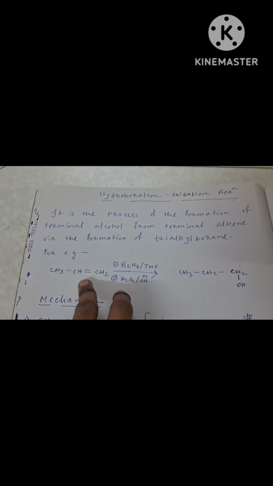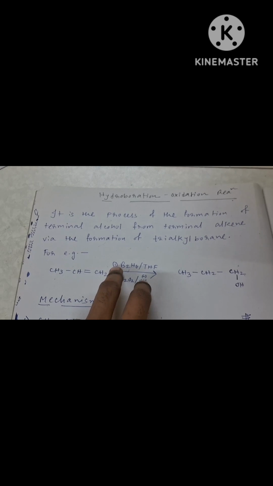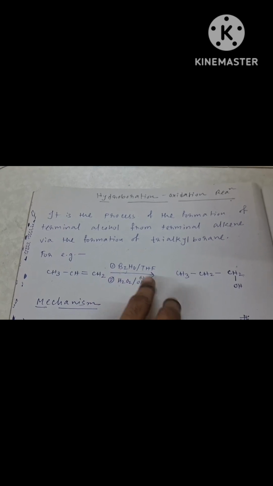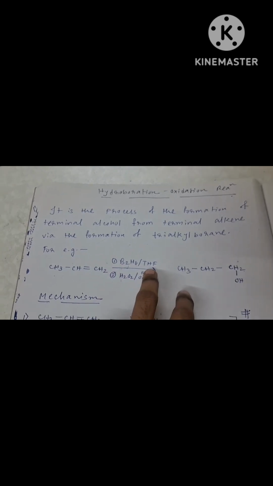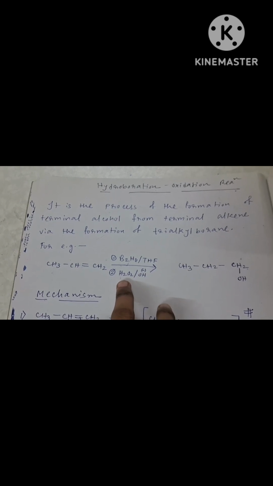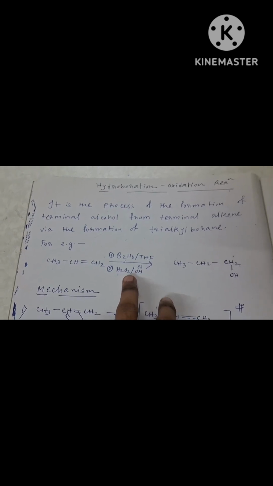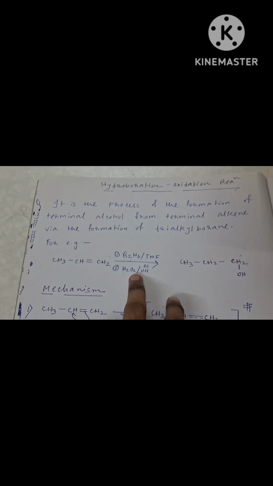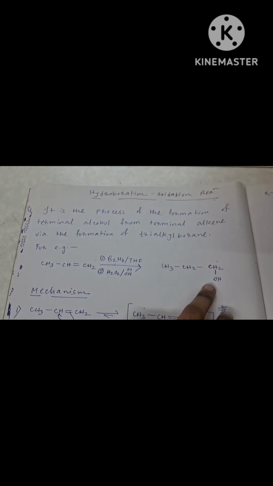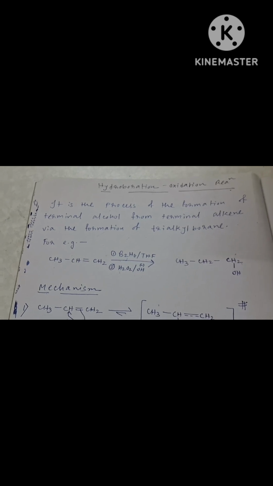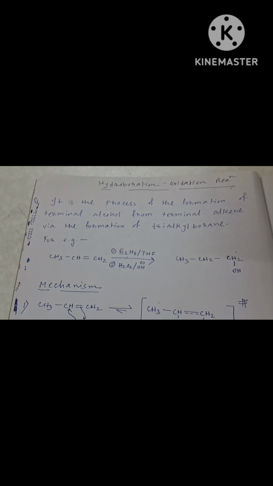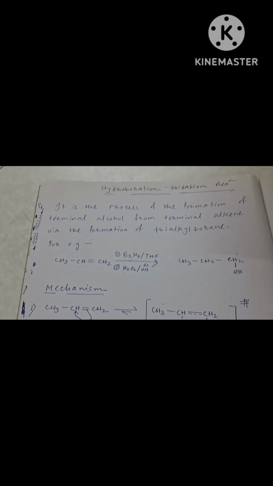from this propene, if we treat diborane on it in the presence of THF, tetrahydrofuran, you know this is a solvent, and second step, the alkaline hydrolysis followed by addition of hydrogen peroxide, so we can obtain this propanol, which is terminal alcohol. So how will the reaction carry out? What is the mechanism behind it? So let us know the mechanism behind this reaction.